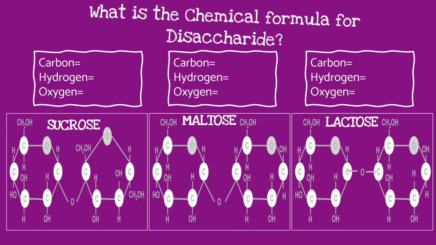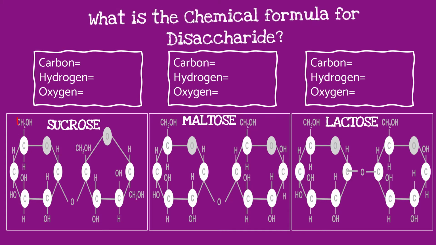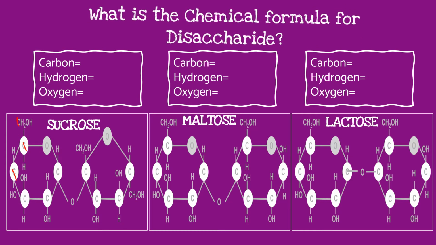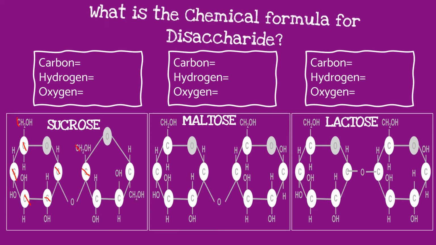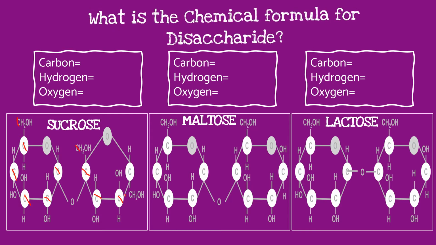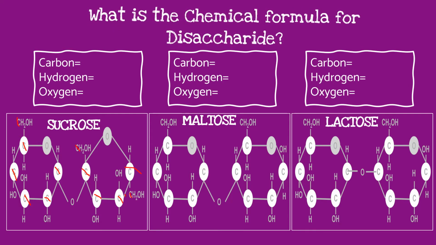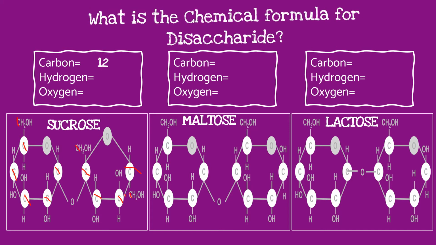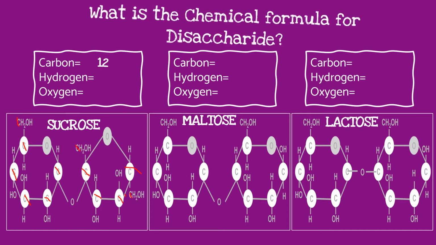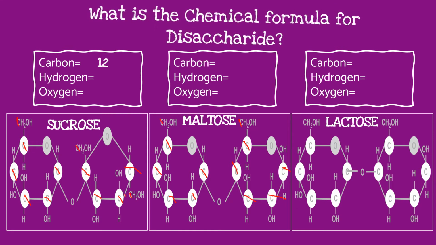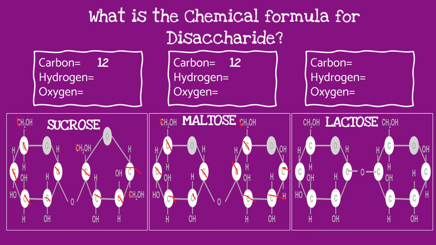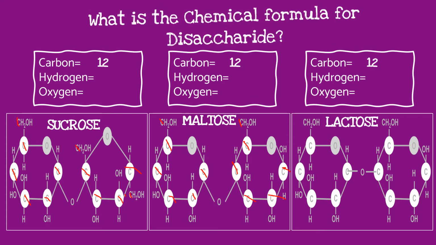How many carbons are present in a sucrose molecule? 1, 2, 3, 4, 5, 6, 7, 8, 9, 10, 11, 12. So there are 12 carbons present in the sucrose molecule. For maltose, 1, 2, 3, 4, 5, 6, 7, 8, 9, 10, 11, 12. So there are also 12 carbons present in maltose, same as in lactose.